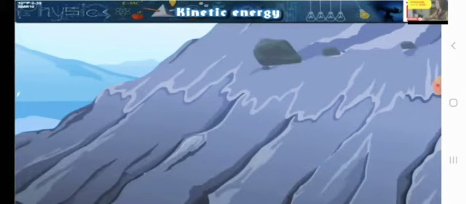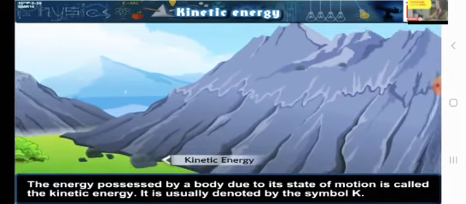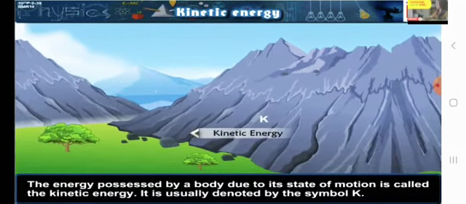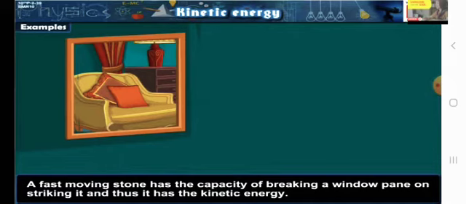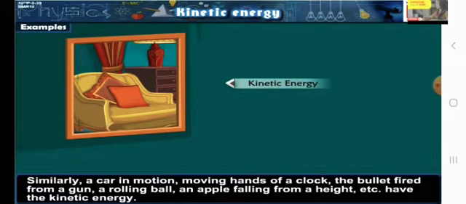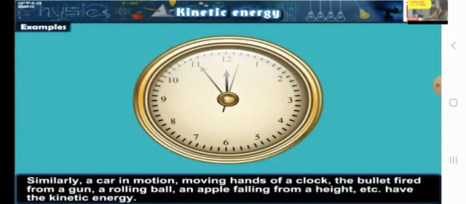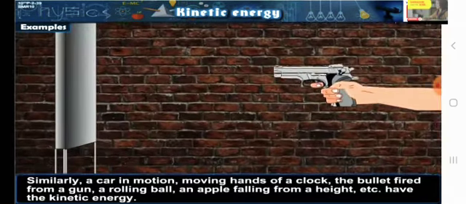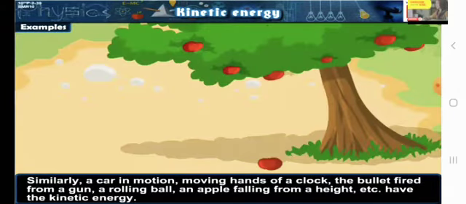Kinetic energy. The energy possessed by a body due to its state of motion is called the kinetic energy. It is usually denoted by the symbol K. Examples: a fast-moving stone has the capacity of breaking a window pane on striking it, and thus it has the kinetic energy. Similarly, a car in motion, moving hands of a clock, the bullet fired from a gun, a rolling ball, an apple falling from a height, etc.